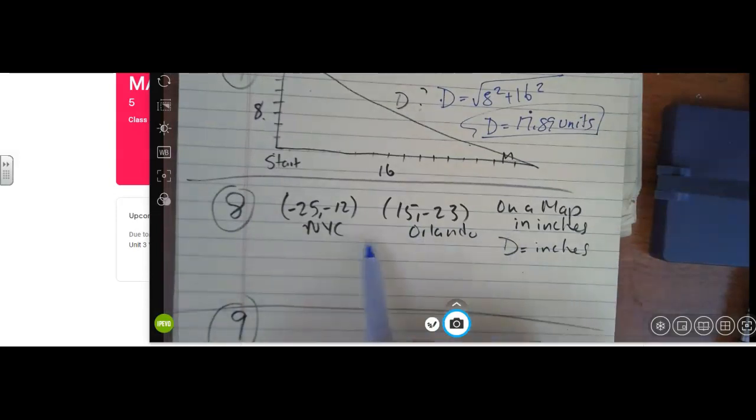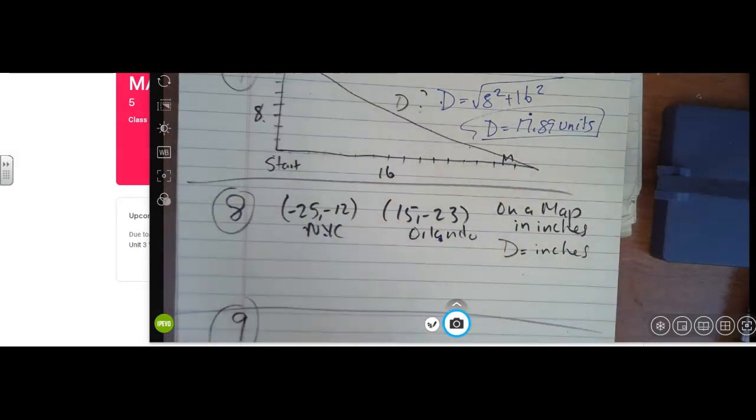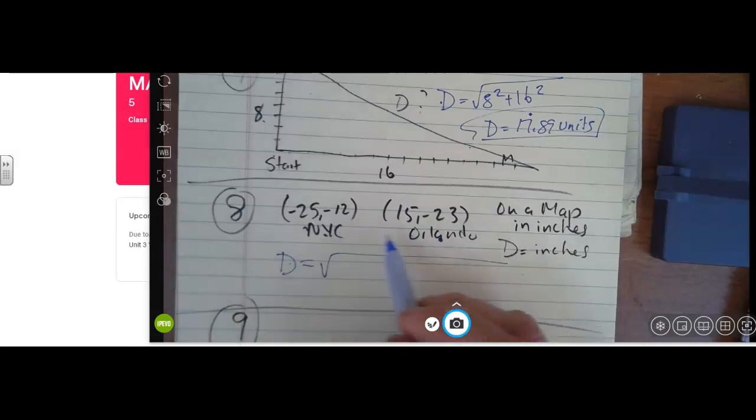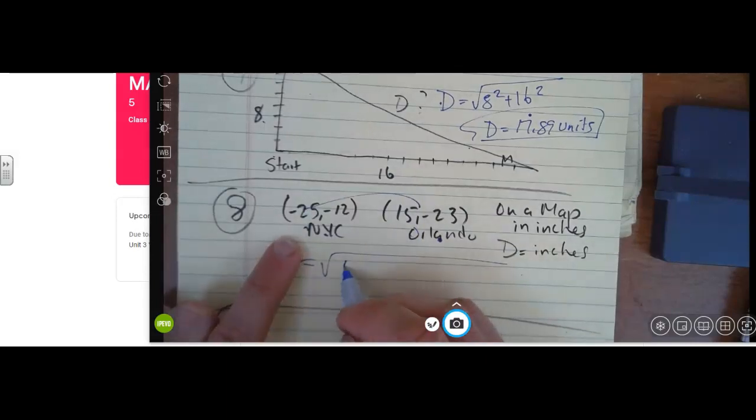There you go. And then the last one deals with a map. How many inches on a map between different destinations? We have New York City and Orlando. That's the coordinate of New York City, that's the coordinate of Orlando, and they want to know, what's the distance between New York City and Orlando in inches on the map? Well, the difference between these x's here is going to be 40. It doesn't matter if it's negative 40 or positive 40.